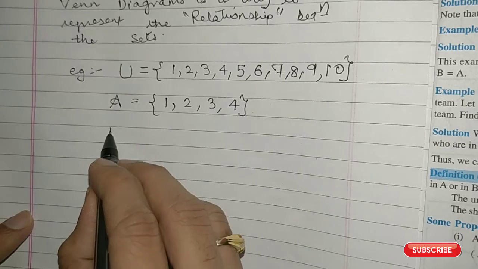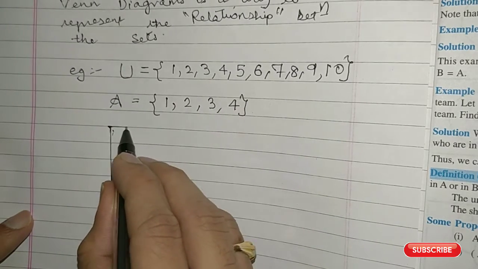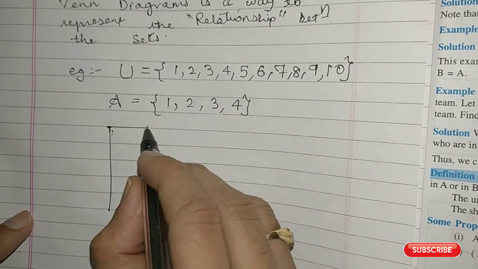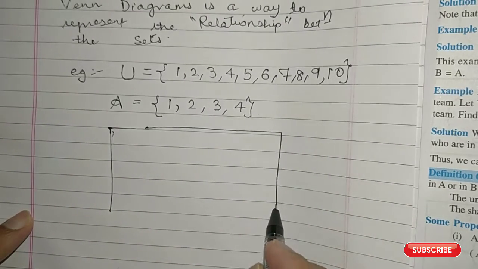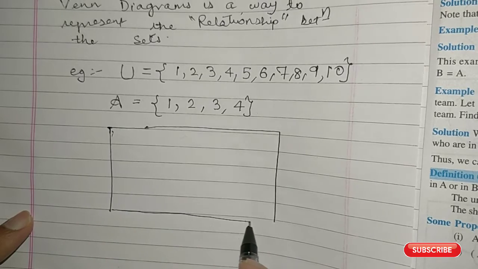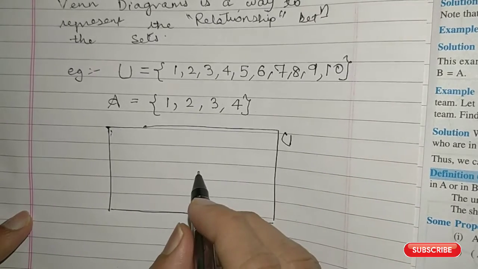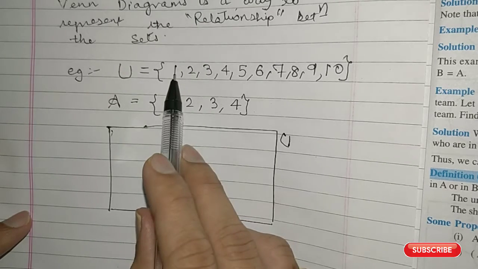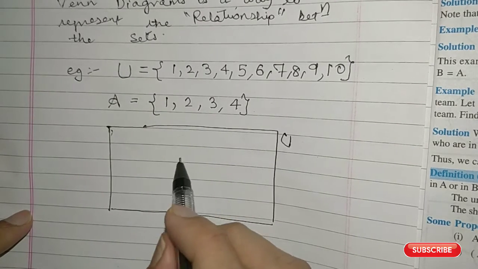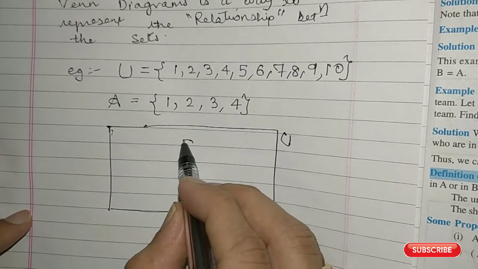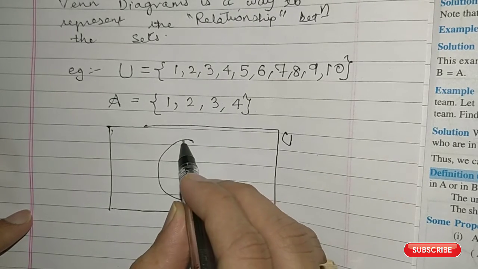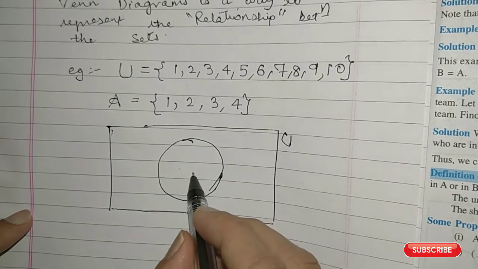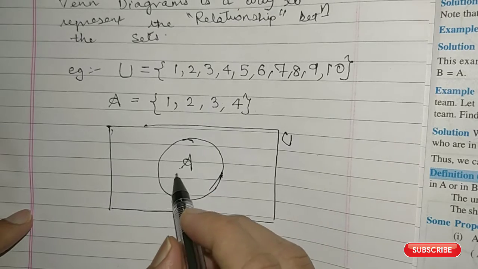So the universal set U is represented by a rectangle. So this is the universal set. Now this A is a subset of the universal set, so that is represented by a circle. The subsets of universal sets are represented by circles. So this is the set A.